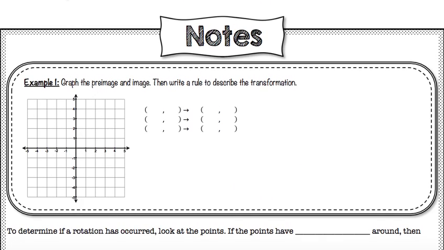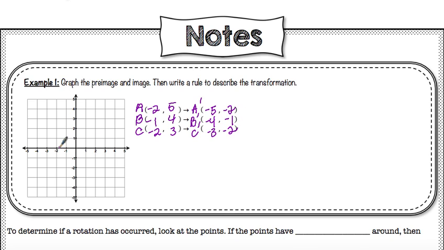Example 1 says, graph the pre-image and image, then write a rule to describe the transformation. So I need to give you some points so that you can answer this question. We're going to graph ABC and A prime, B prime, and C prime. A is negative 2, 5. B is negative 1, 4. C is negative 2, 3. A prime is negative 5, negative 2. B prime is negative 4, negative 1. And C prime is negative 3, negative 2.